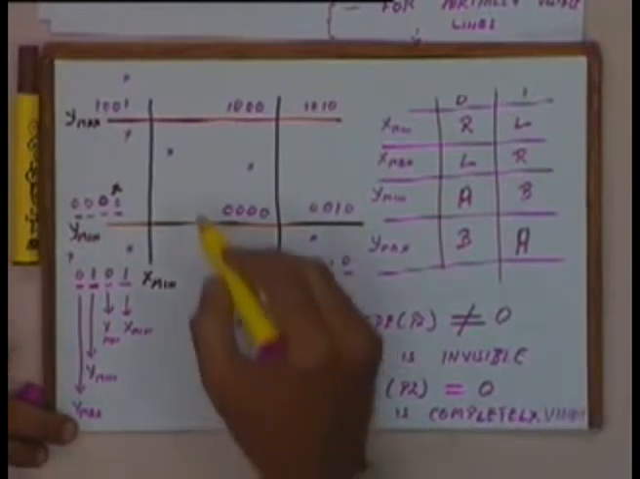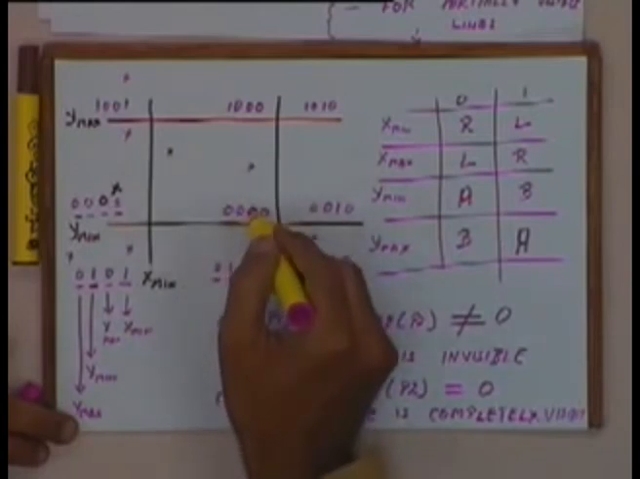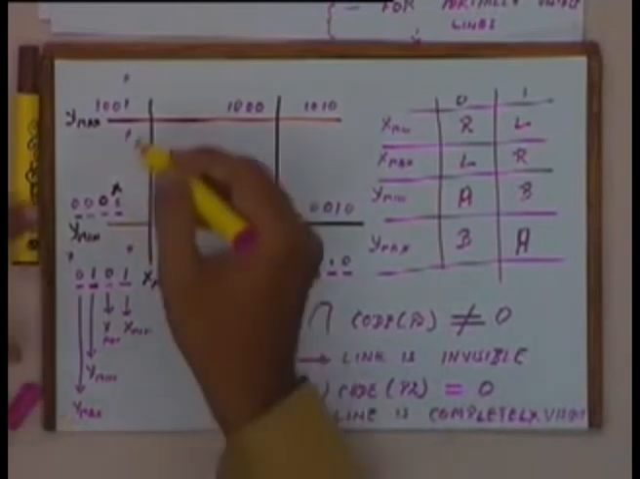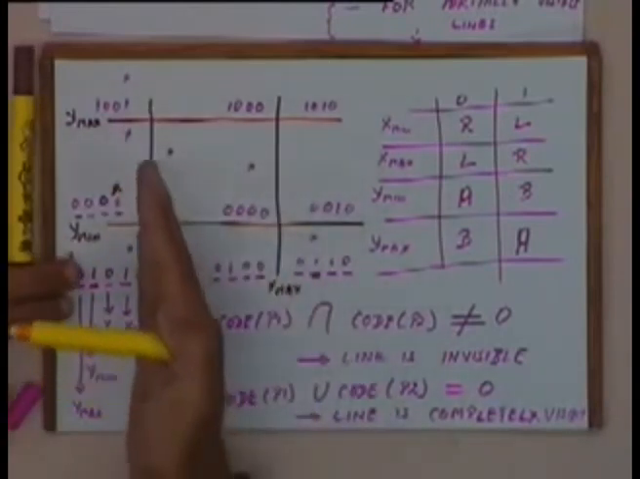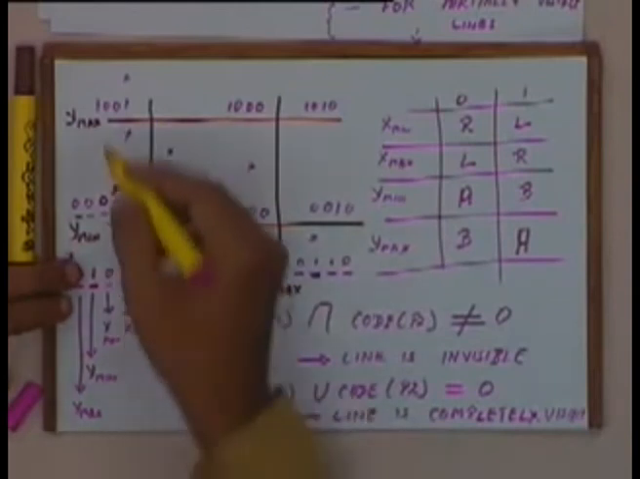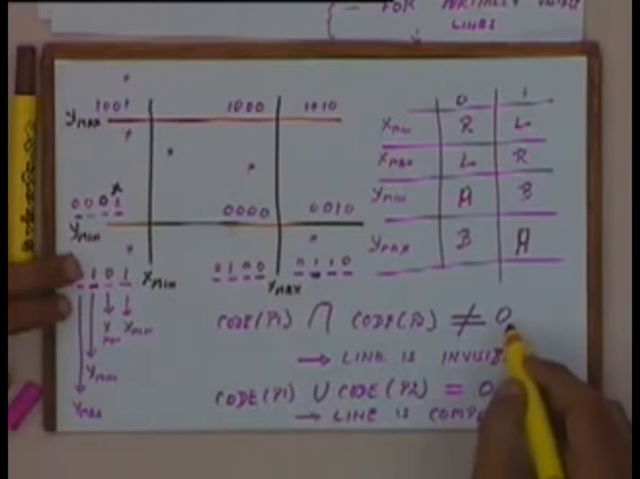Okay, if the line is inside, then both the endpoints will have a code of 0, therefore the union will be equal to 0. If the line is to one side of either of the 4 edges, then the corresponding bit will be 1, and therefore the intersection will not be equal to 0, and then the line will be totally invisible.